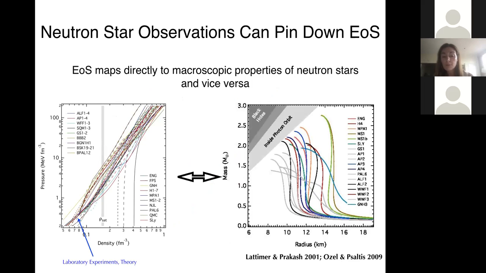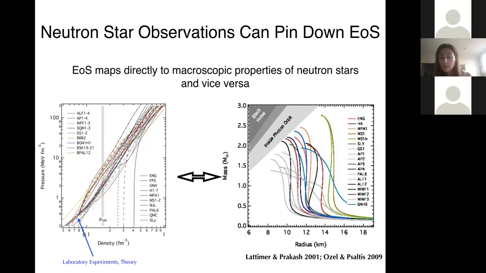Luckily, neutron star observations can help because there is a very nice mapping going from this equation of state space. Whatever pressure you have at a given density and its functional form, tell me, and I can solve the relativistic structure equations, the Tolman-Oppenheimer-Volkoff equations, and tell you what the mass radius relation for that object with that equation of state is. So if you want to go from the left to right, that's a very well-established problem. For each one of these curves, we can establish a mass radius curve.